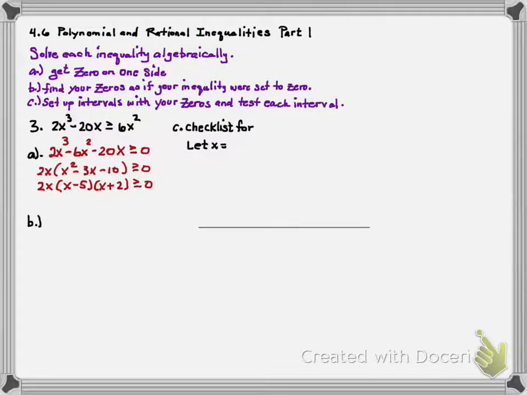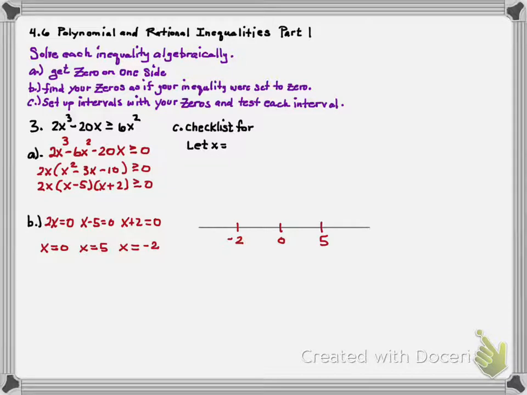All right, so now I'm ready to go to part B. Set each of these equal to 0. And we quickly discover that x equals 0, x equals 5, and x equals negative 2. All right, we're going to put those right on the number line here. Let's go with the negative 2 first, then the 0, then the 5. All right, let's go ahead and run our test.